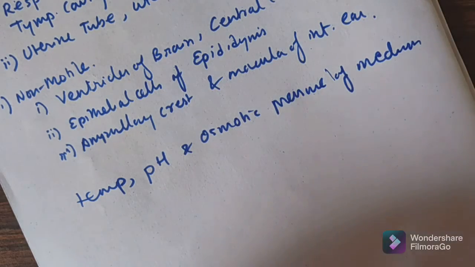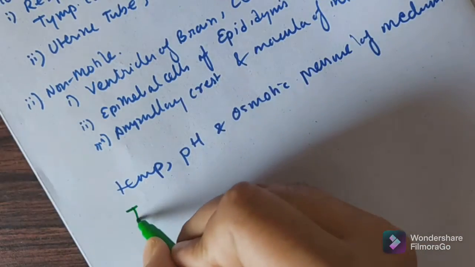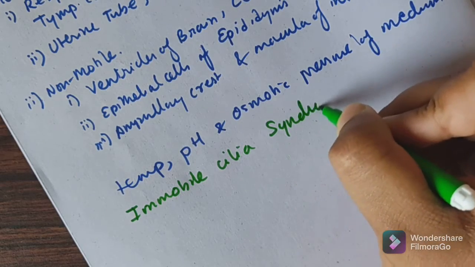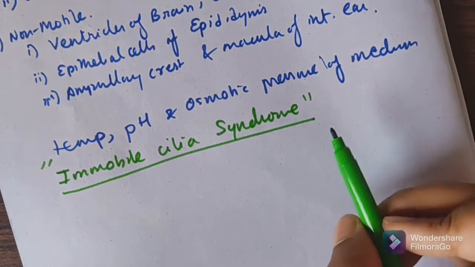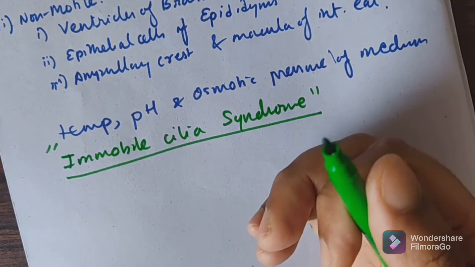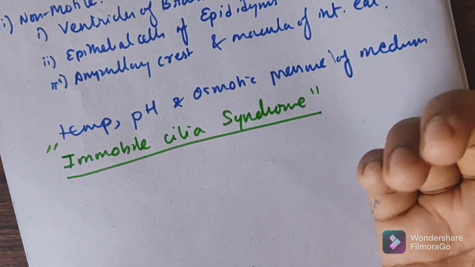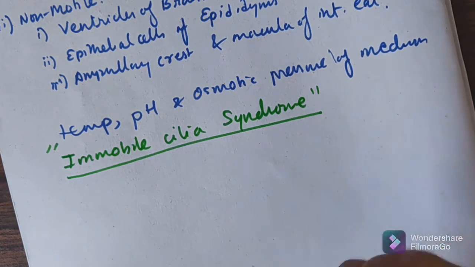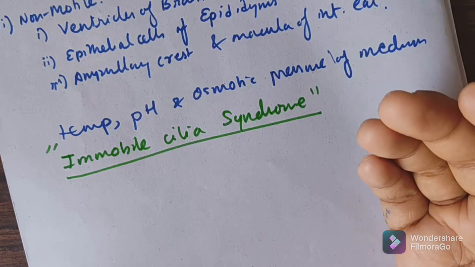Now there is one important syndrome which you may encounter in a patient, known as the immobile cilia syndrome. What happens in this case? The immobile cilia syndrome takes place due to defects in genes coding for ciliary proteins. The cilia are generally sensory in function in the ampullary crest of the internal ear. The functions of stereocilia are still not known, possibly to increase the absorptive surface of the mucous membrane.